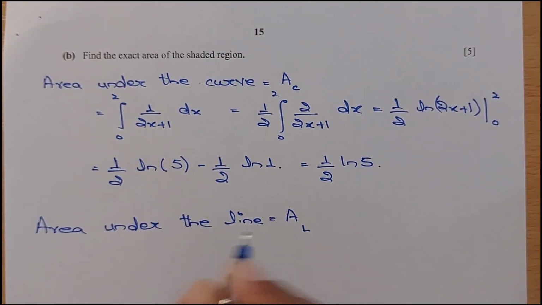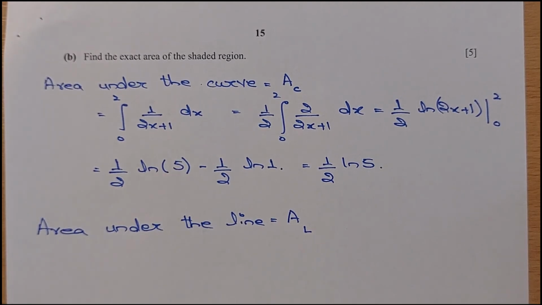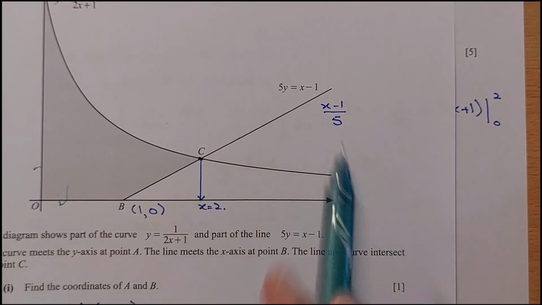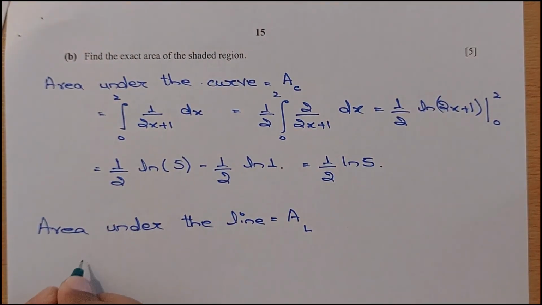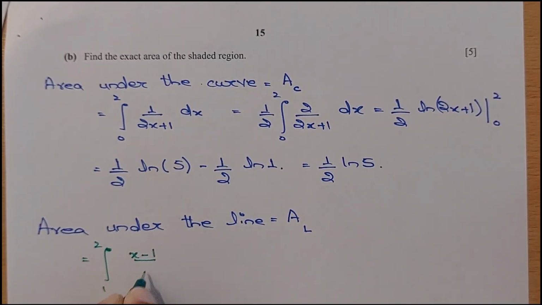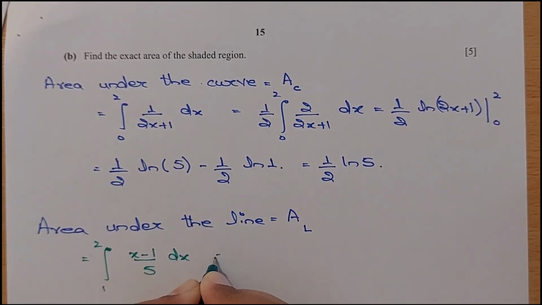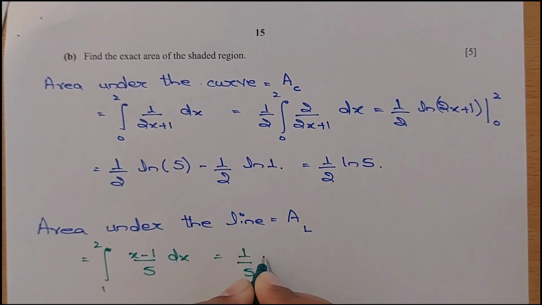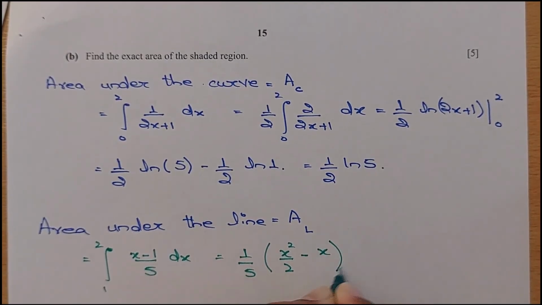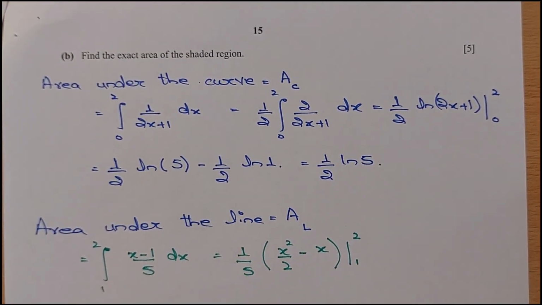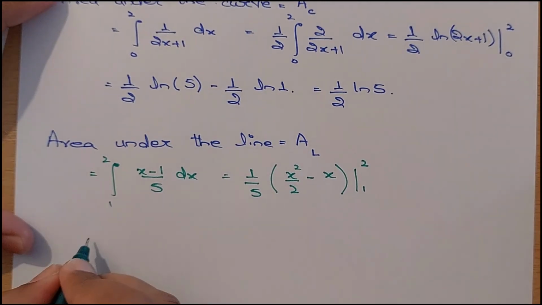Area under the line, AL. Right. So this is the line we have. Again, we do the integration when the x value is between 1 to 2. This line is (x minus 1) by 5. So integration from 1 to 2 of (x minus 1) divided by 5 dx. It means 1 by 5 is outside. Integration of x is x square by 2, and integration of minus 1 is minus x, upper limit and the lower limit. Now let me substitute the limits one by one.